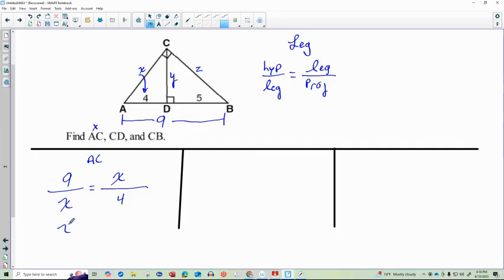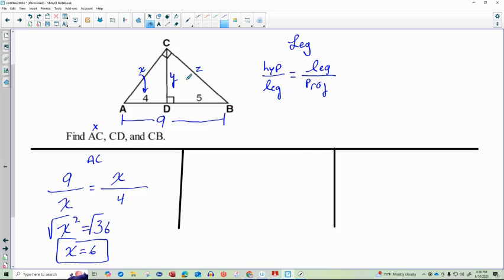Now I'm going to cross multiply. x times x is x squared. 9 times 4 is 36. Square root to get rid of the square. x is equal to 6. I'll leave it like that. You know that AC is equal to 6.